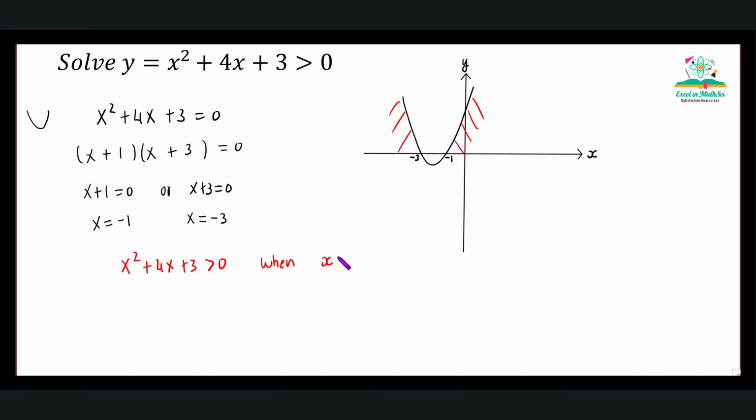So in other words, we could say that x squared plus 4x plus 3 is greater than 0 when x, any value of x, if it's less than minus 3, this will always be above the x-axis. So for x is less than minus 3 or when x is greater than minus 1.